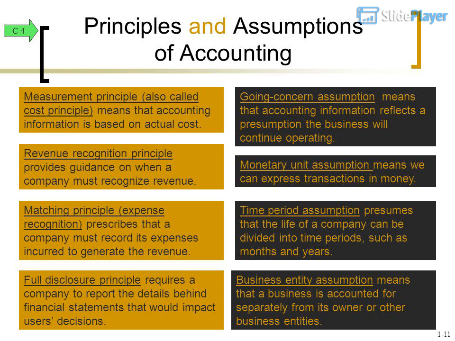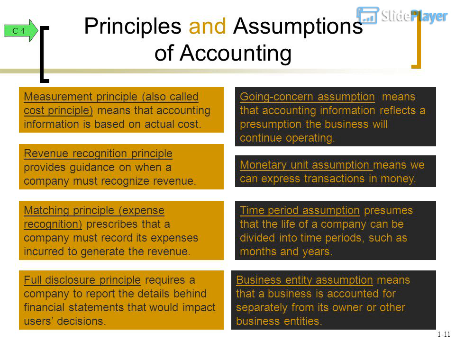Here are some key principles and assumptions of accounting. Accounting principles. The measurement principle, also called the cost principle, tells us that accounting information is based upon actual costs incurred. We refer to this cost as historical cost. The revenue recognition principle provides guidance on when a company must recognize revenue. The matching principle, expense recognition, prescribes that a company must record its expenses incurred to generate the revenues. The principle of full disclosure requires a company to report the details behind financial statements that would impact users' decisions.